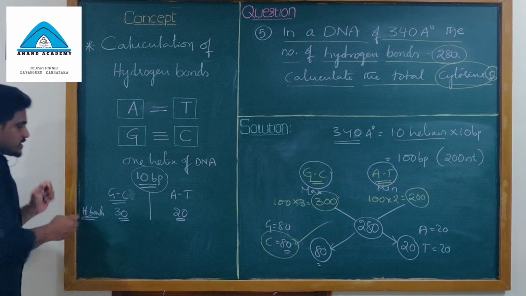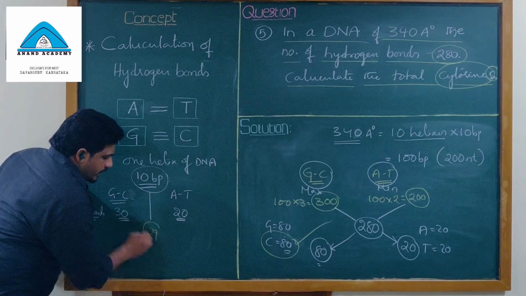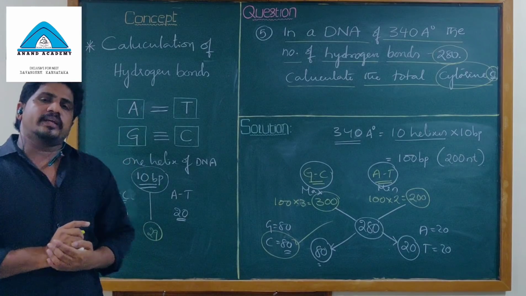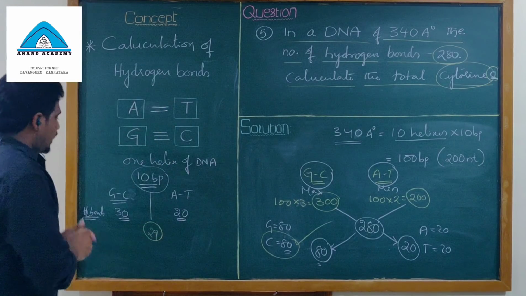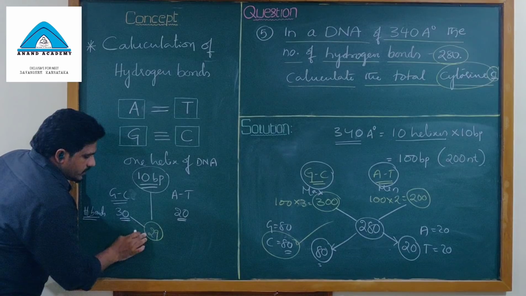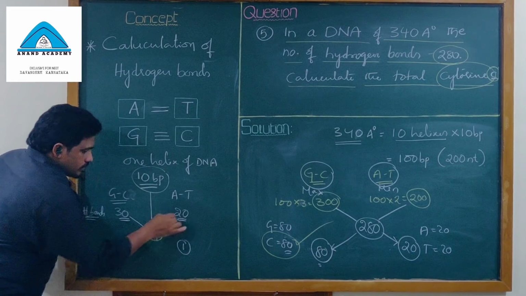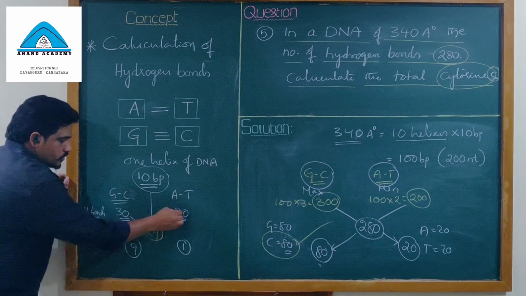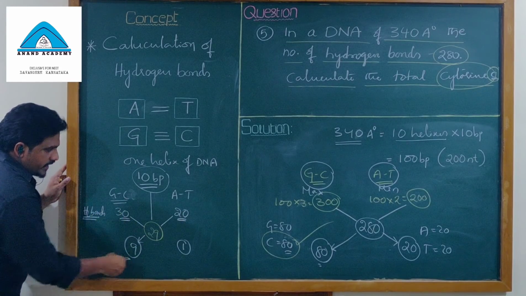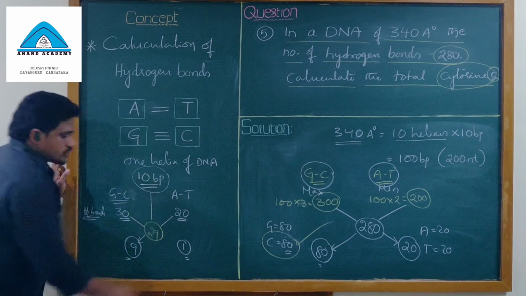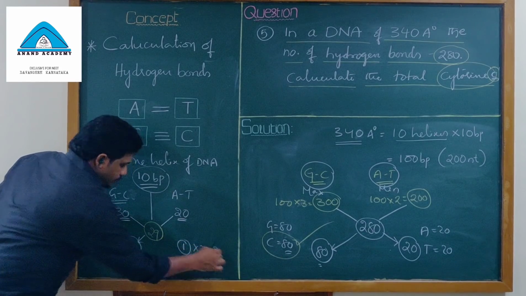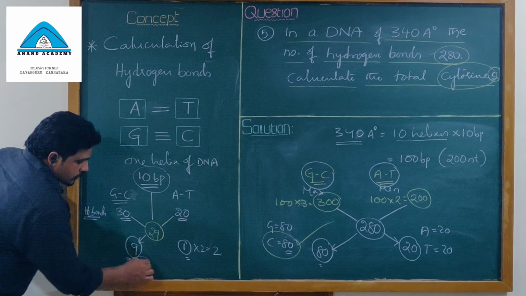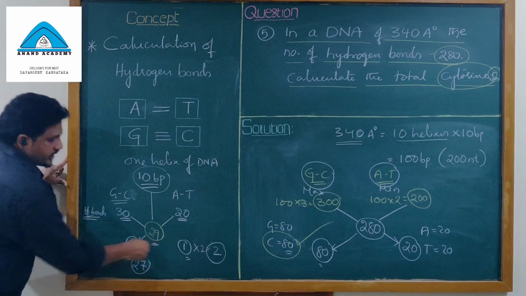Clear? In this case, suppose 29 hydrogen bonds were there in a given helix. In the cross subtraction you do 30 minus 29, which is 1, and 29 minus 20, which is 9. So GC combinations are 9, AT combinations are 1. So 1 two is 2 and 9 threes are 27. When 27 plus 2, we get 29 hydrogen bonds.